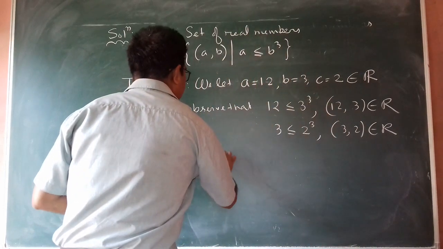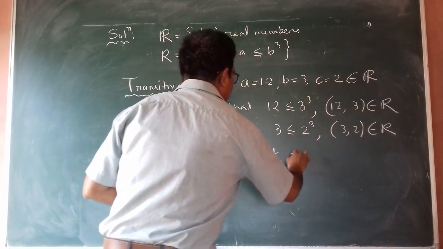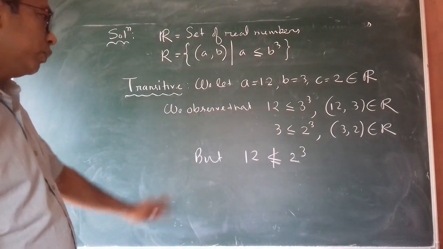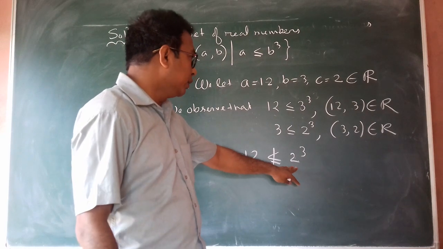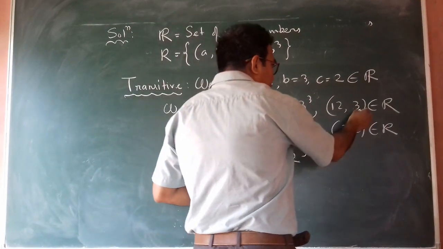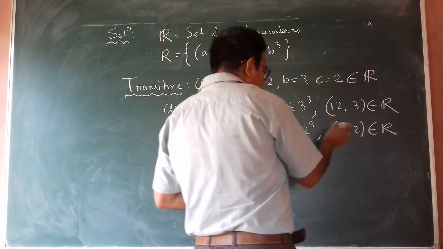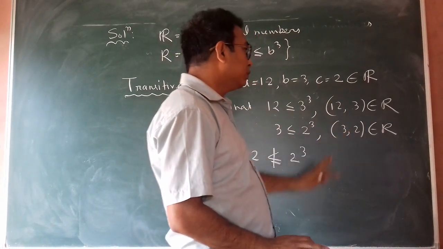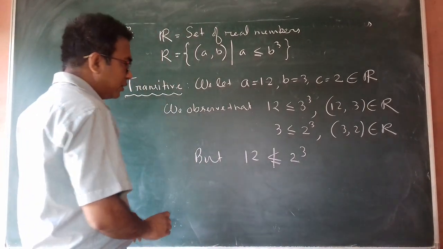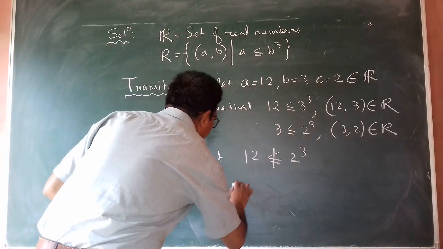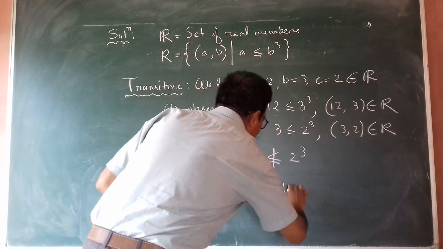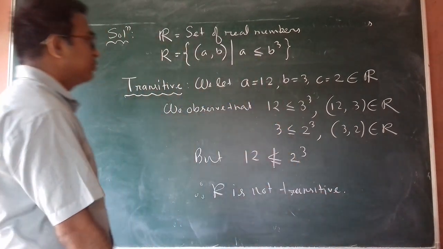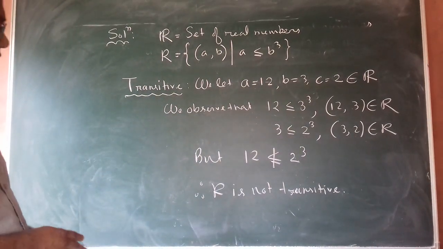But 12 is not less than or equal to 2³. That is, 12 is not less than or equal to 8. So if 12 is related to 3 and 3 is related to 2, then we must have 12 related to 2 for the transitive condition. But here it is not satisfied. Therefore R is not transitive. So this is the second example.